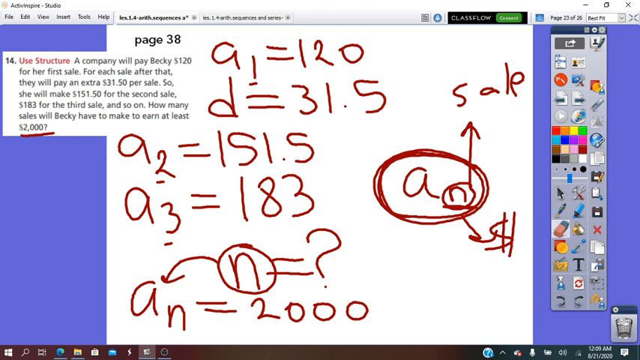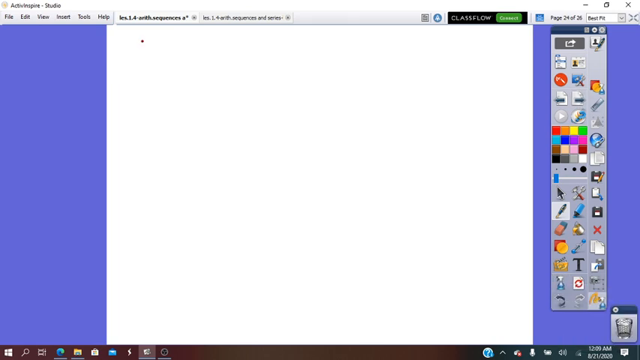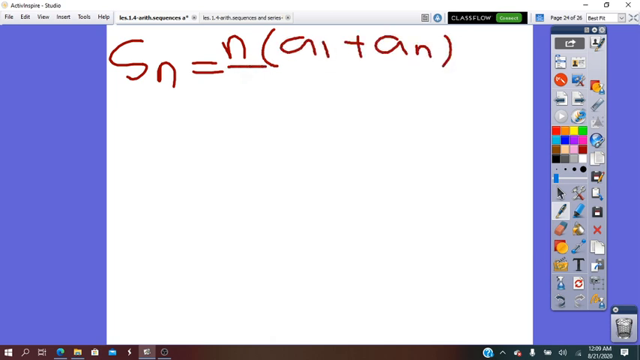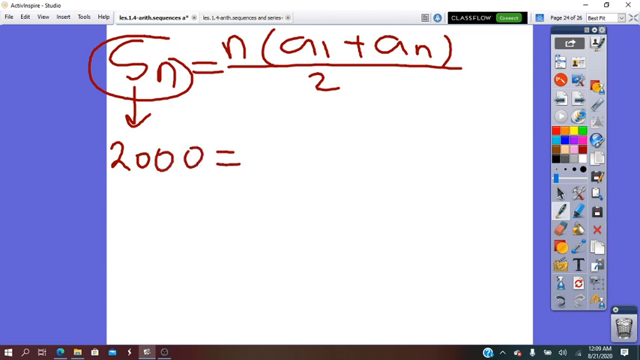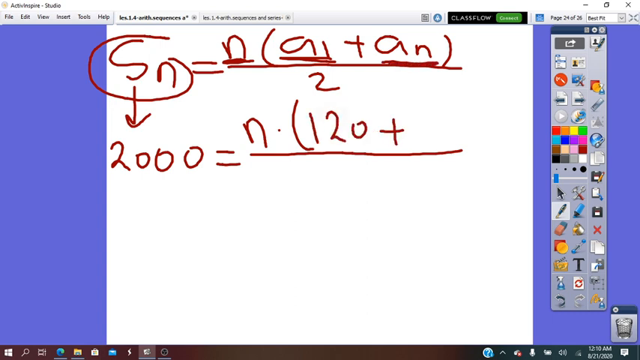Wait a second. Here they say how many sales to make to earn at least, which means all the money earned. 2,000 represents the money earned by adding all of these sales. So the 2,000 represents the arithmetic series. So we are going to work with the arithmetic series first of all. We write S_n equals n times a1 plus an, all over 2. The sum is 2,000, equals n, the number of sales, times a1, the first sale, which was 120, plus the nth sale, which we don't know, all over 2.